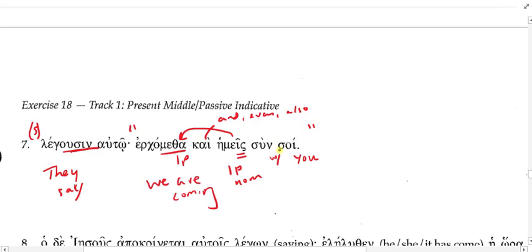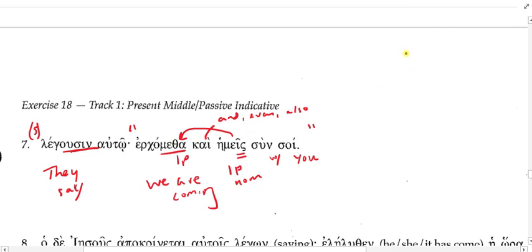All right. Others? Well, a quick question. So, Kai, when it's translated as "and," could you put it at the front and say, "and they are saying"? Yeah, so you could have had Kai legousin here. So, "and they say to him," okay?